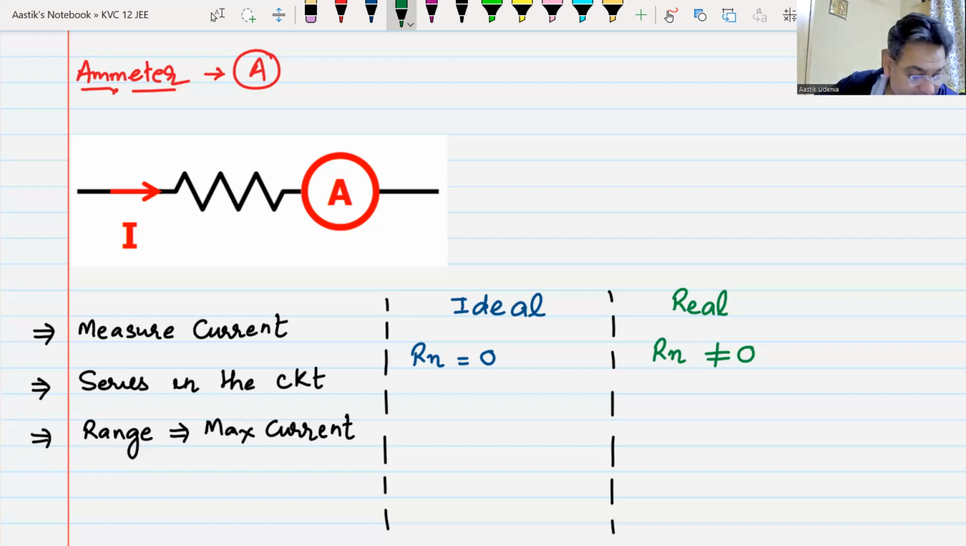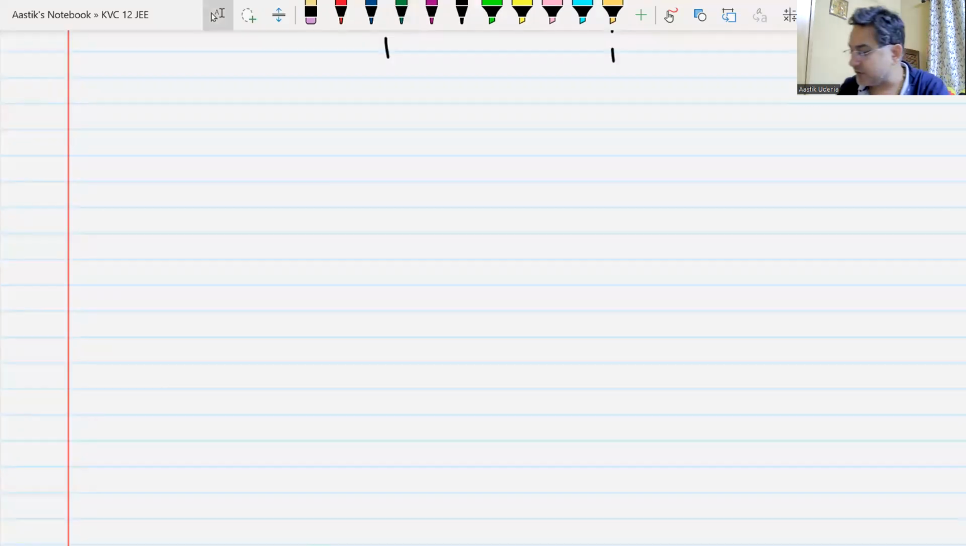Do we understand this? Yes or no? Yes, sir. Okay. Have we noted this down? Okay, I'll give you 2 minutes. Note it down. Let me know once you are done. Very good. Absolutely correct. The next one is a voltmeter. Now, what does a voltmeter do?